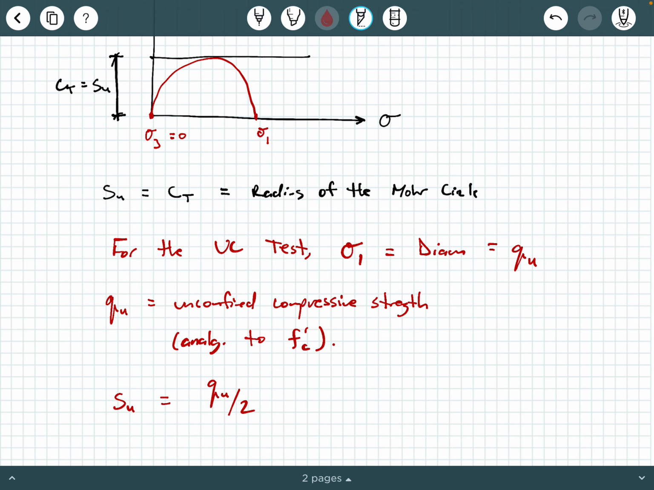Okay, and again, right now I'm talking specifically about the UC test. The UC test is a special case of the UU test where sigma 3 is equal to 0. So that pretty much concludes our information on the UU test and then its special case known as the UC test.